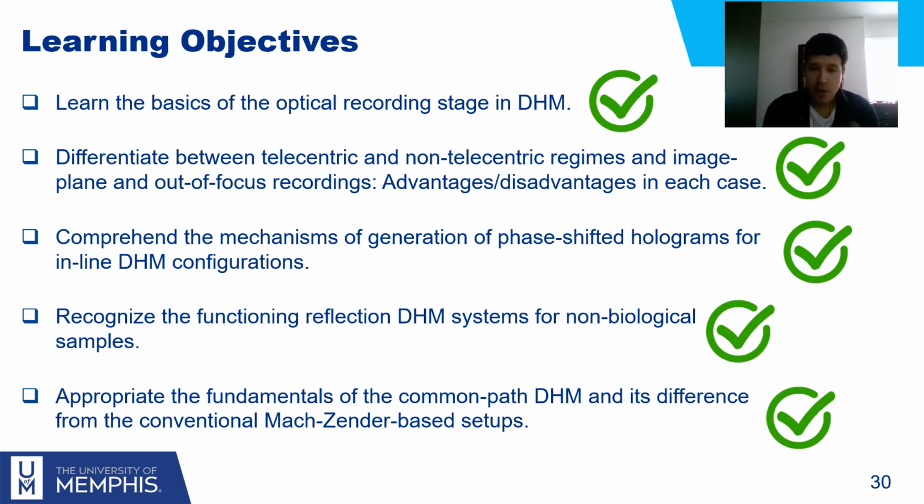We also recognized the functioning of the reflection DHM system for non-biological samples without losing sensitivity and without losing spatial resolution. And finally, we appropriated the fundamentals of common path self-interference DHM systems. We studied the difference when compared to conventional Mach-Zehnder-based setups.